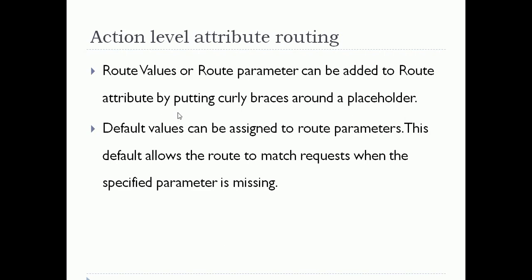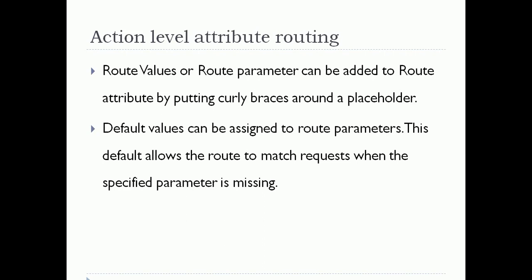In action-level attribute routing, if your action method is accepting any parameter, we generally define that parameter also. That parameter, which is defined in your route, is called a route value or route parameter, and that can be added in your URL pattern. Even you can assign a default value to that route parameter also. We'll see how to apply it.